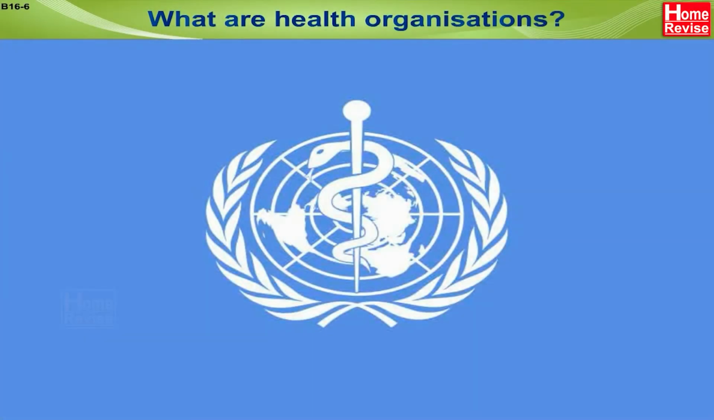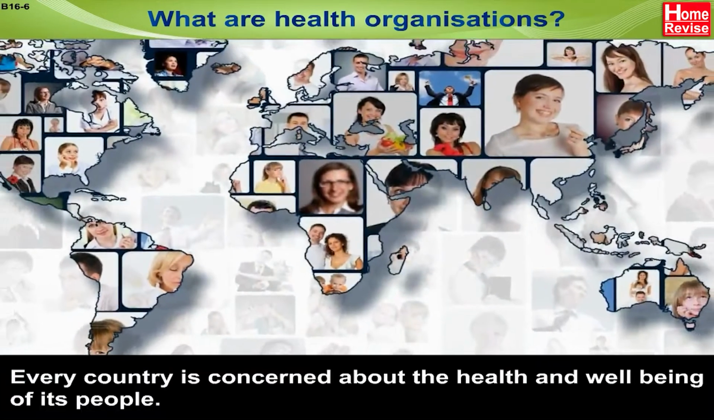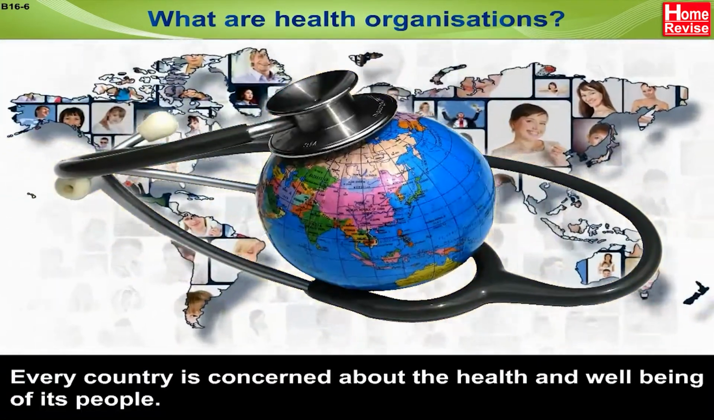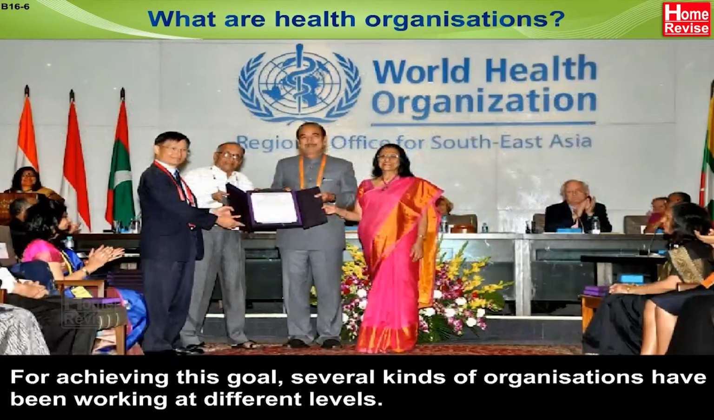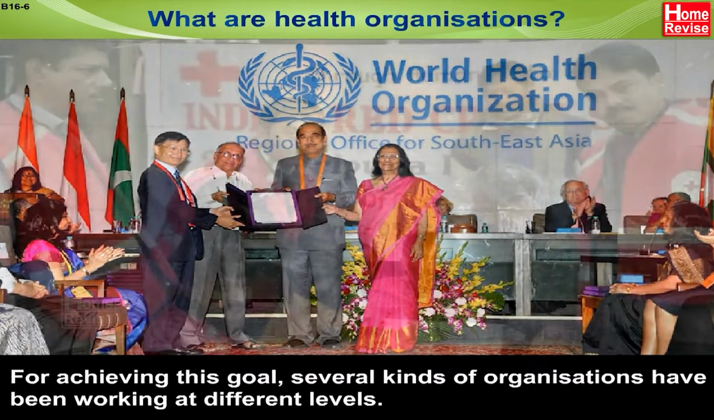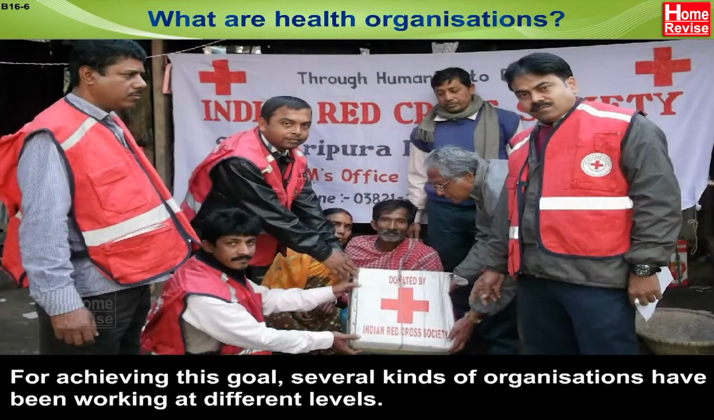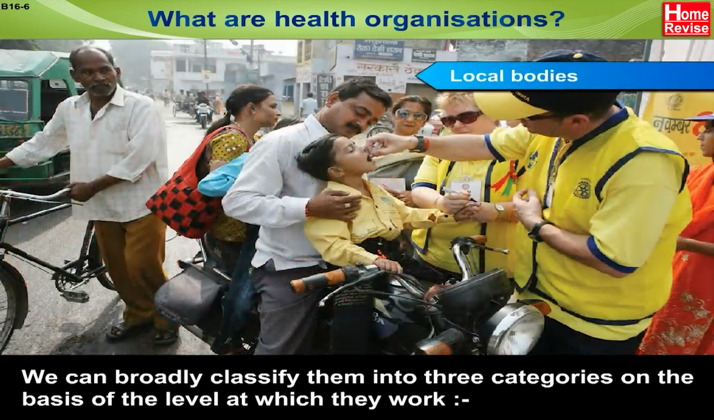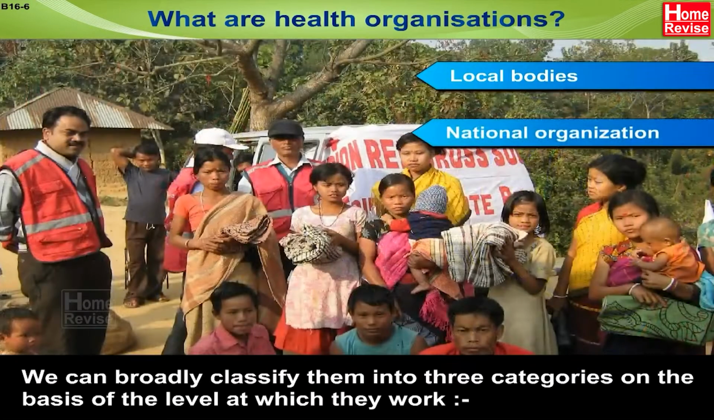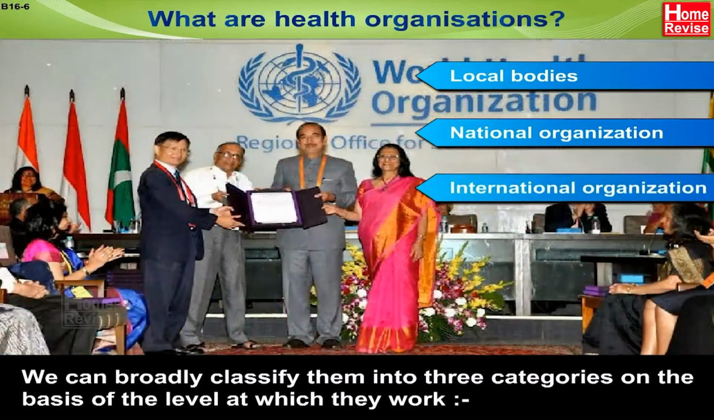What are health organizations? Every country is concerned about the health and well-being of its people. For achieving this goal, several kinds of organizations have been working at different levels. We can broadly classify them into three categories on the basis of the level at which they work. A. Local bodies. B. National organizations. C. International organizations.